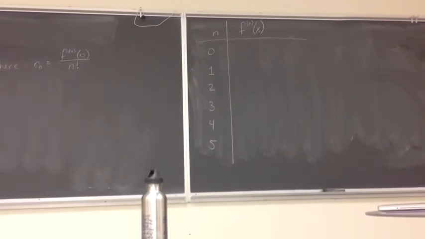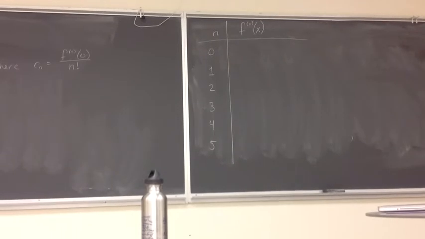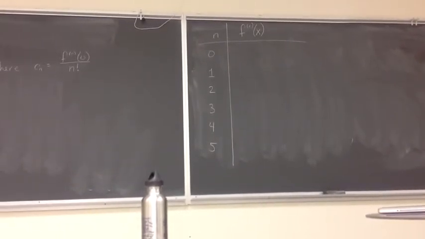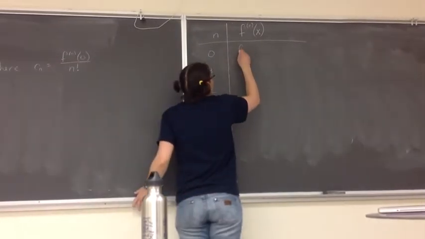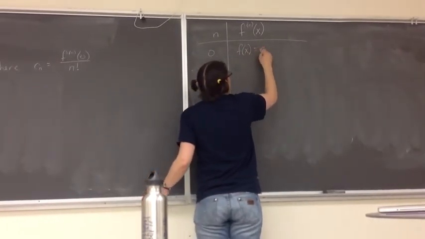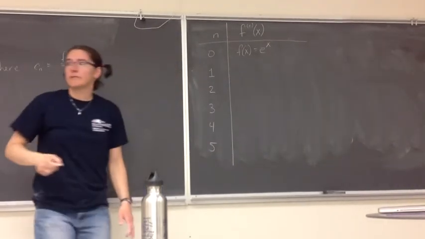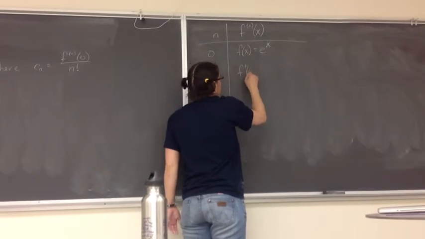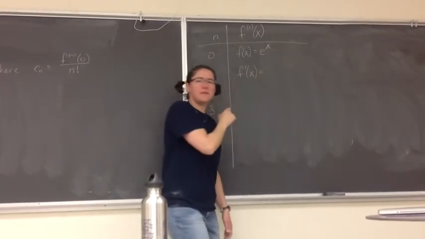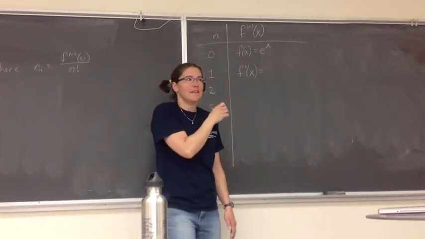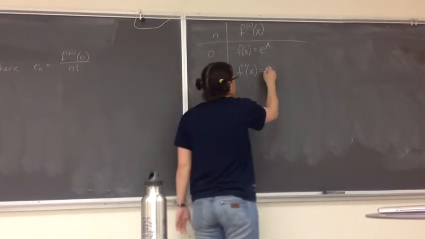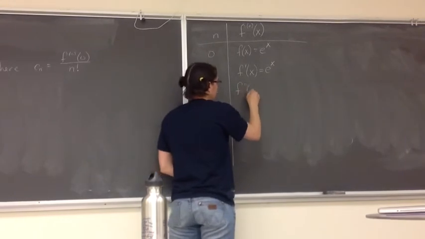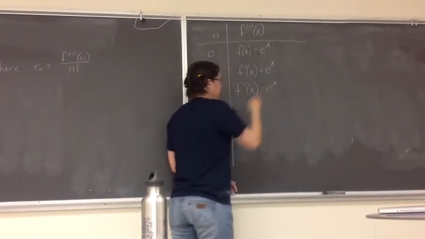So the 0th derivative, that's just the original function. You haven't taken any derivatives yet. So the 0th derivative is e to the x. So f of x is equal to e to the x. Okay? So then we'll take our first derivative. We have f prime of x. What's the derivative of e to the x? We're going to have a lot of e to the x's in that table. I think that you are absolutely correct. So we've got an e to the x. I take my second derivative, and I get e to the x.